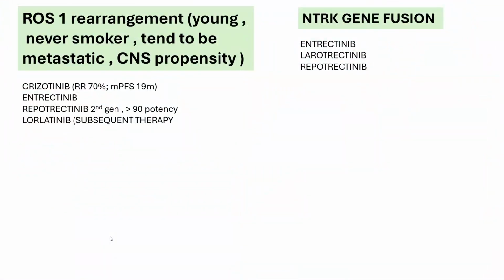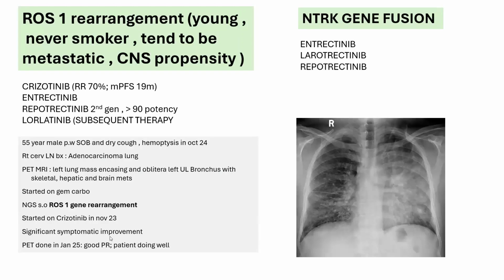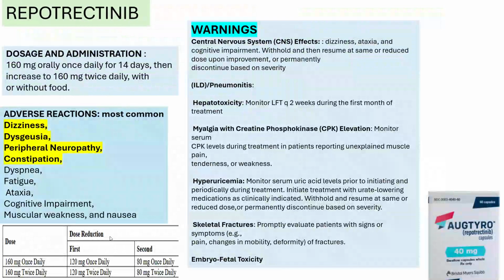Then coming on to ROS, so we basically have crizotinib, entrectinib, repotrectinib, and lorlatinib as the ROS inhibitors, and entrectinib, larotrectinib, and repotrectinib for the NTRK gene fusion. So, repotrectinib, the major side effects that we see with the ROS and NTRK inhibitors are CNS side effects. So, dizziness, dysgeusia, taste changes. So, GI side effects and CNS side effects. These are the major side effects that we see with repotrectinib. And again, as in other TKIs, we need to monitor for myalgia, CPK elevation.